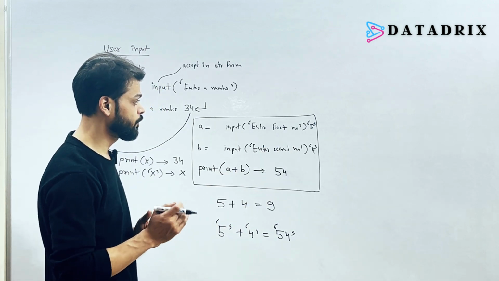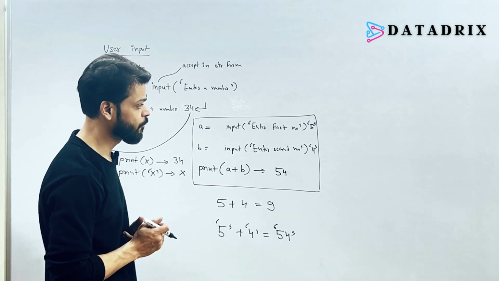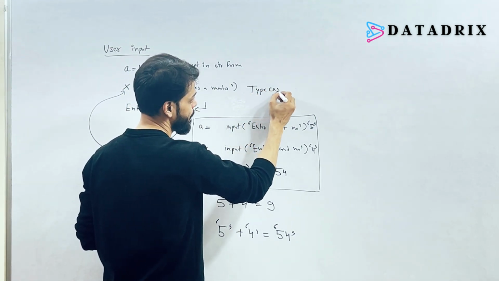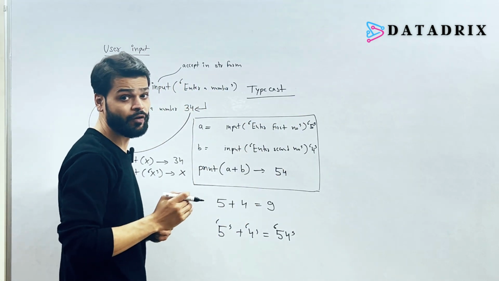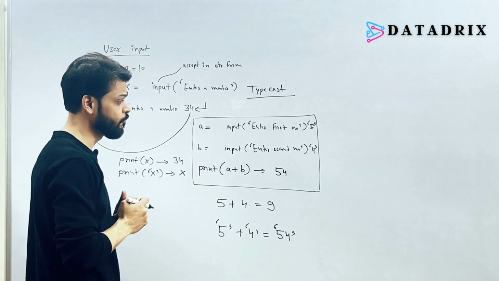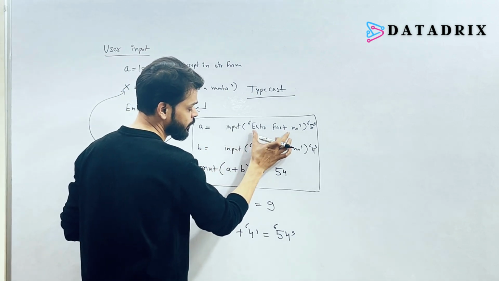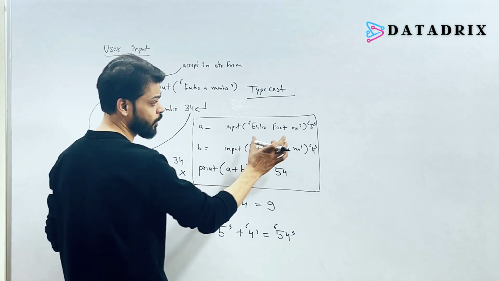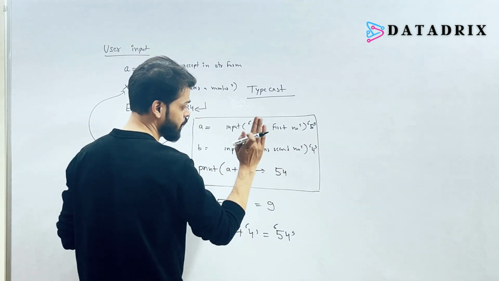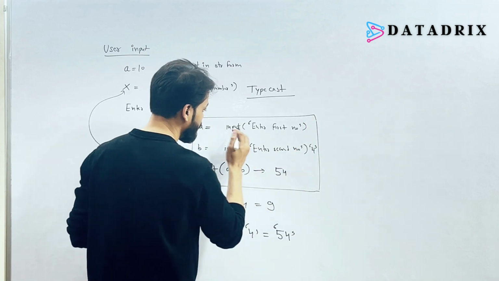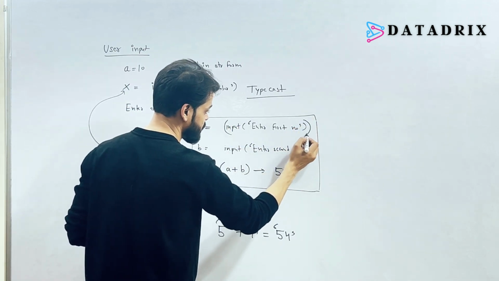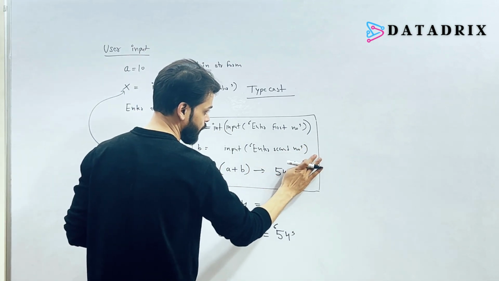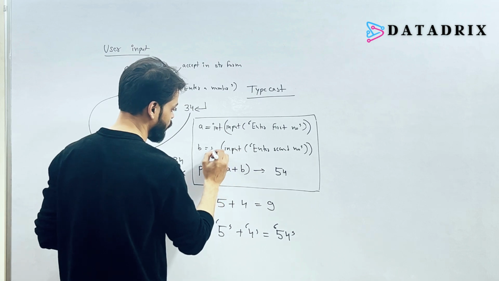So in order to resolve this problem, we have to use one process which is typecasting. Typecasting means changing the data type of a variable. So here you can see the input function will always accept data in string form, and we need to convert this data into an integer. So what I can do is I'll put the entire statement into parentheses and I'll put the int function. Similarly, I'll do the same thing for the second input, and put int.